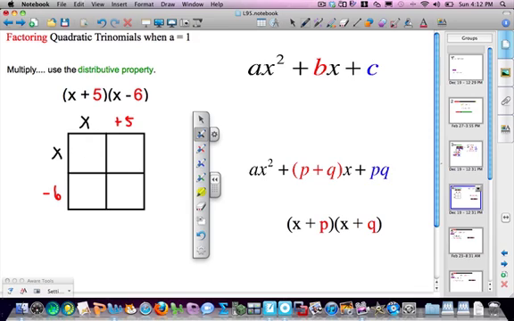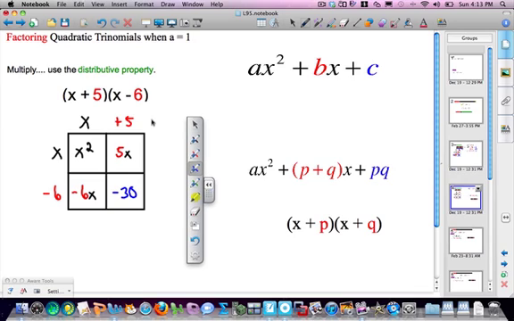x times x yields x squared. 5 times x yields the product 5x. Moving to the second term, we're going to multiply the x times the negative 6, and that yields opposite 6x. And then multiplying the 5 times the negative 6 yields opposite 30. Now let's write the result.